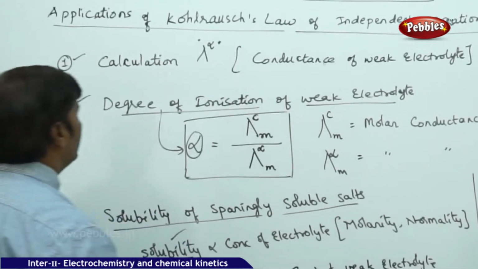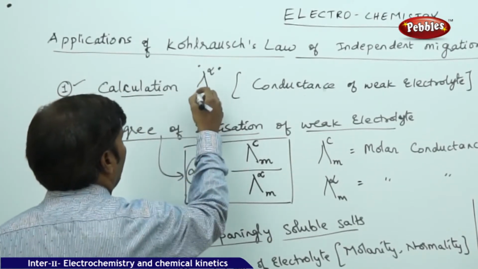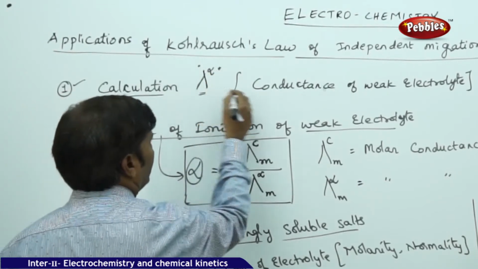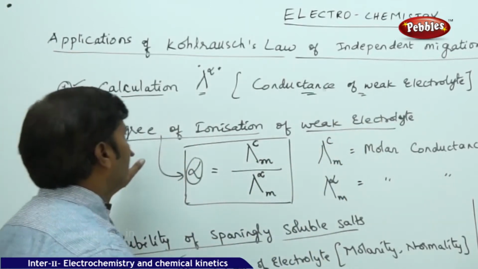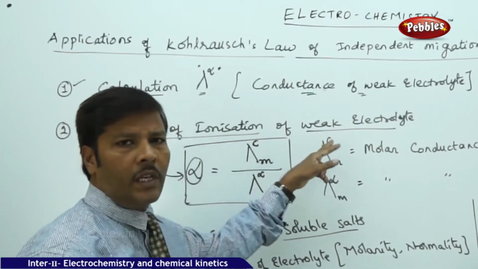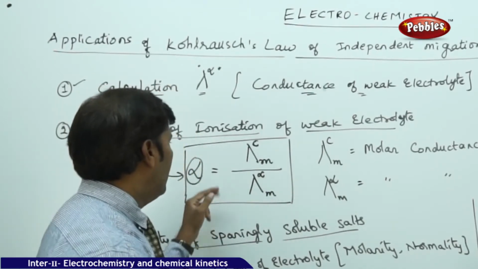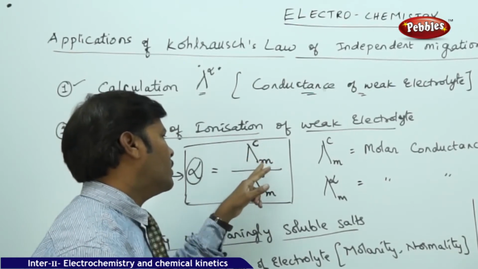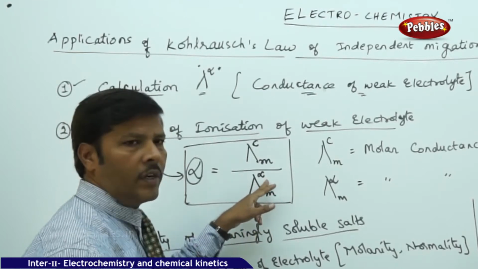Those 4 important applications are: first one is calculation of the equivalent conductance or molar conductance at infinite dilution of the weak electrolytes. This is the first application. Second one is degree of ionization of the weak electrolyte, where we can calculate the degree of ionization by taking the formula alpha is equal to equivalent conductance at a given concentration or molar conductance at a given concentration divided by molar conductance at infinite dilution.